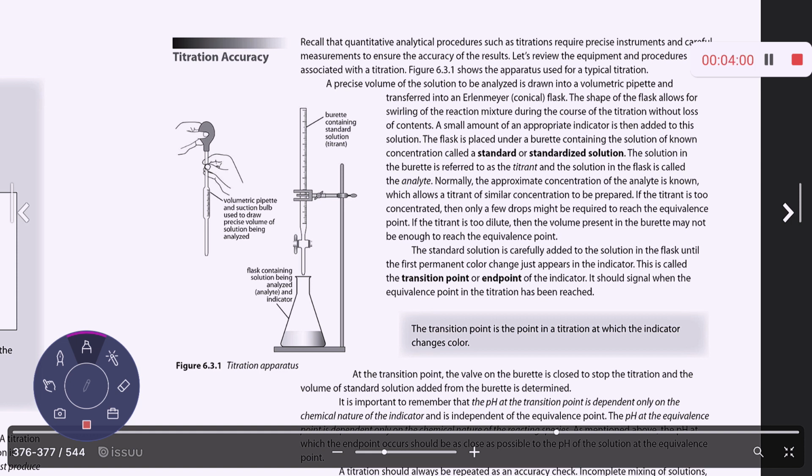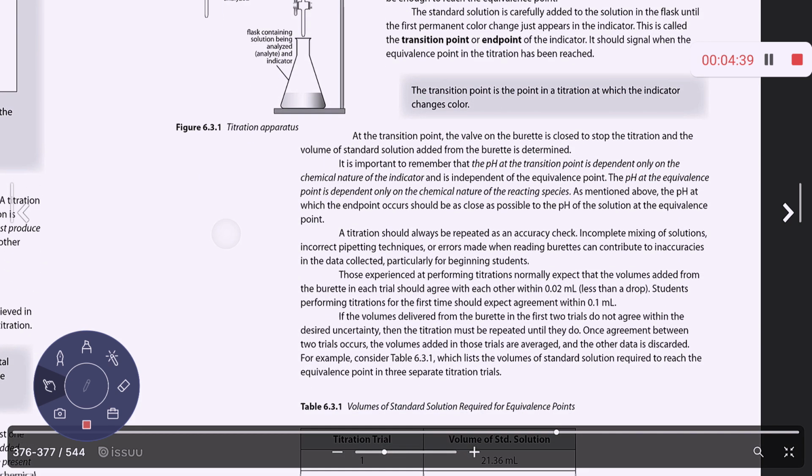You guys know that a standardized solution is the solution of known concentration. The solution in the burette is called the titrant. The solution in the flask is called the analyte. The rest of it you know. I'm not going to bother highlighting it. Let's see what else. They're kind of being redundant.